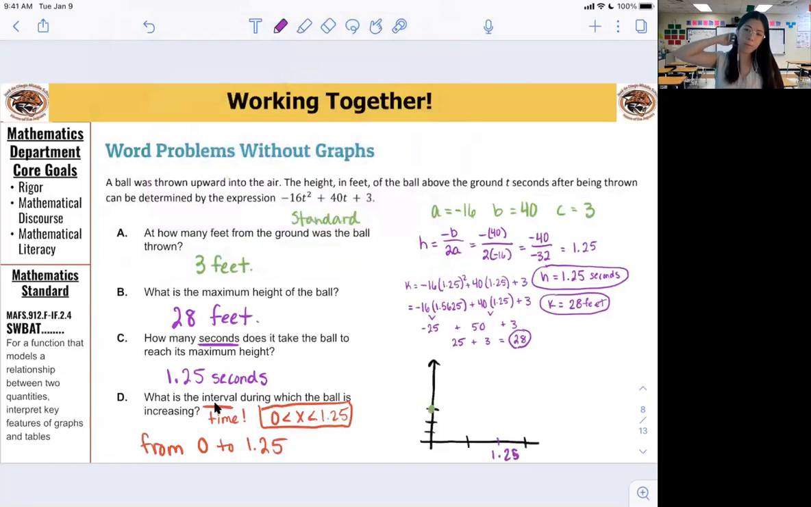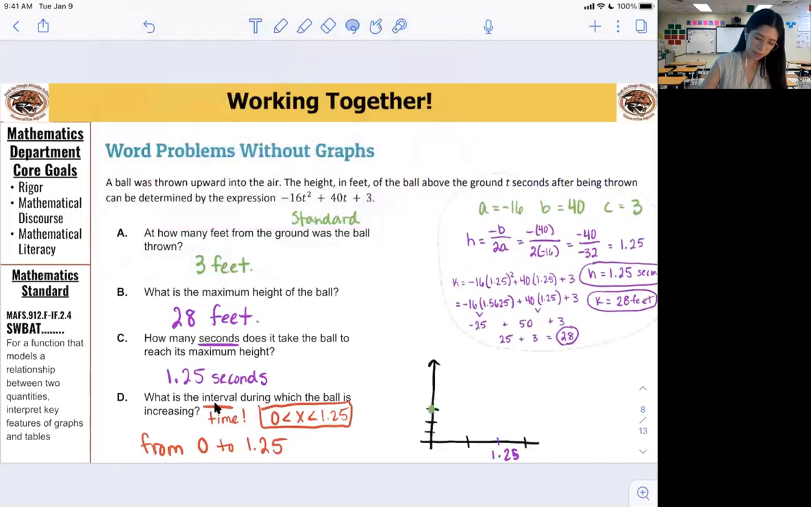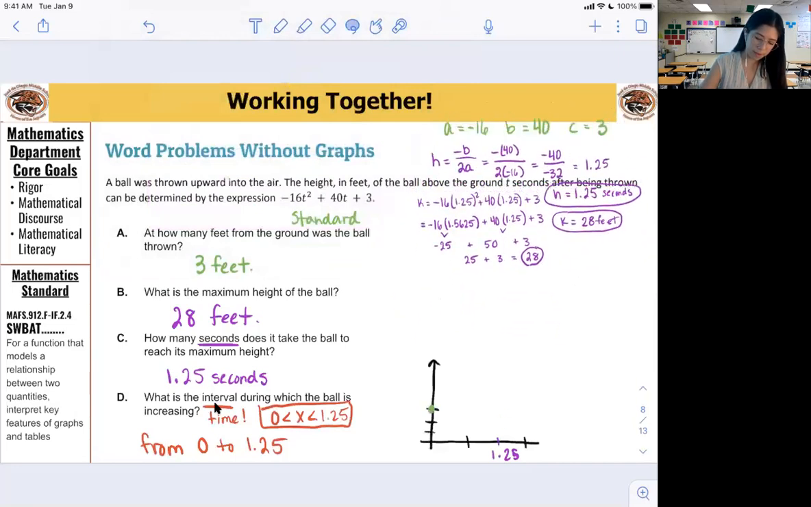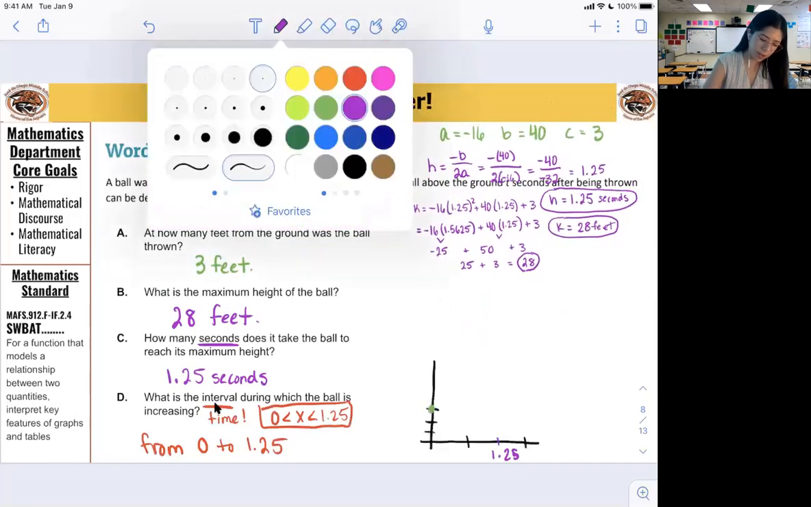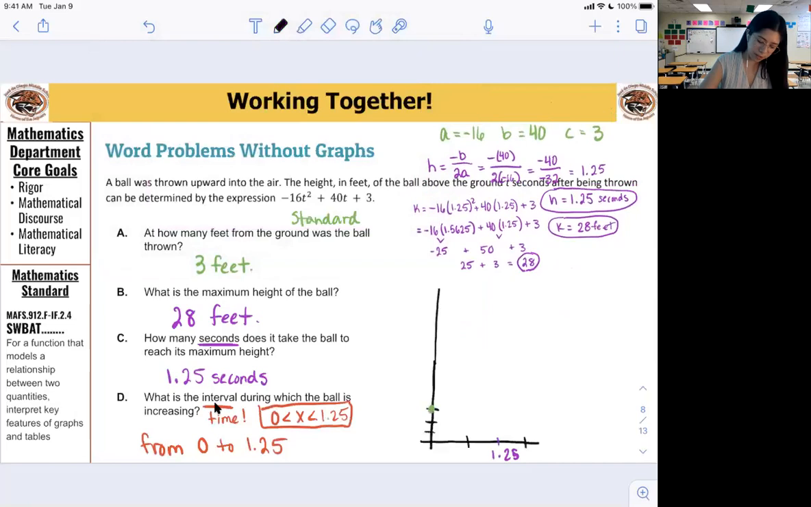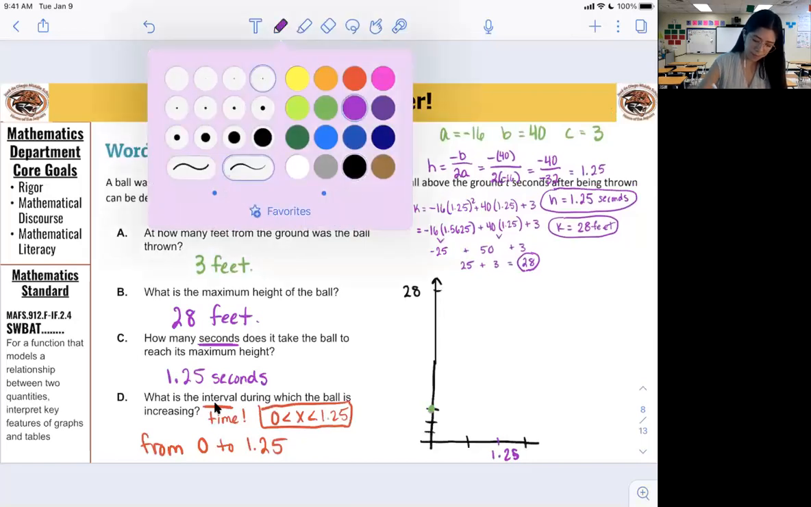Now it goes all the way up to 28 feet. So I need to make a little bit more room for myself. I'm just going to move this up here a little bit. It goes all the way up to 28, so I'm just going to make this a little bit longer. It's not going to be perfect, but it just gives us a good picture of what it might look like. So let's say that this is the 28.